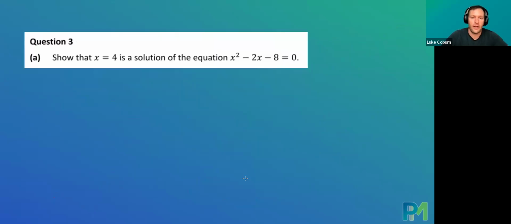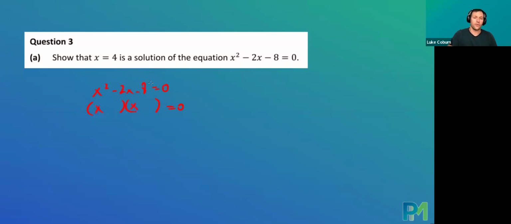Great. Okay, so let's have a look at another question. It says show x is equal to 4 is a solution of the following equation. Well, if x is equal to 4 is a solution of the equation, what does it mean? It means that if we had x squared minus 2x minus 8 is equal to 0 as our starting point and we factorized it, we would get these factors, and one of the factors would be x minus 4. From that factor we would find a root, a solution of x is equal to 4. So let's just do it.